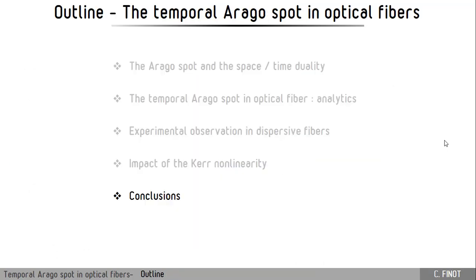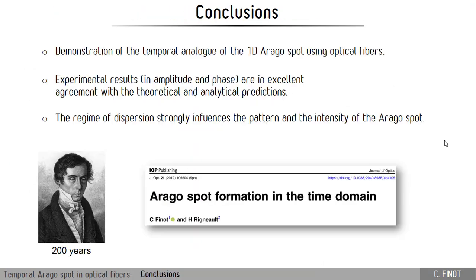So it is now time to conclude. We have provided a demonstration of the temporal analog of the 1D Arago spot, and to do this we have used optical fiber. Our experimental results, both in amplitude and in phase, are in excellent agreement with the theoretical and analytical predictions, and the regime of dispersion strongly influences the patterns and the intensity of the Arago spot. So those are the three main points that I can say to summarize our results.